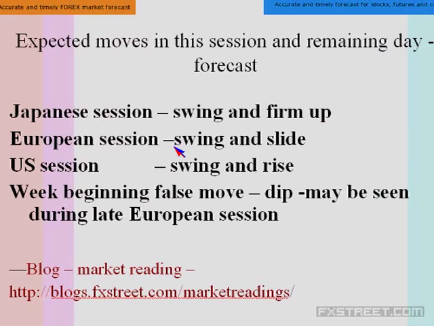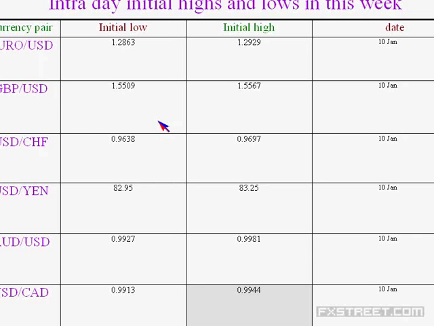Expected market moves: swing and firm up moves are expected during the Japanese session, swing and slide moves during the European session, and swing and rise moves during the US session. The week beginning false move could happen as a dip during late European session. With regard to the initial lows and highs, none have been breached, so you can understand that the market volume is relatively less. They are making nominal swings. They could probably act towards the close of the Japanese session above the high or below the low in certain currencies and then trigger the market.